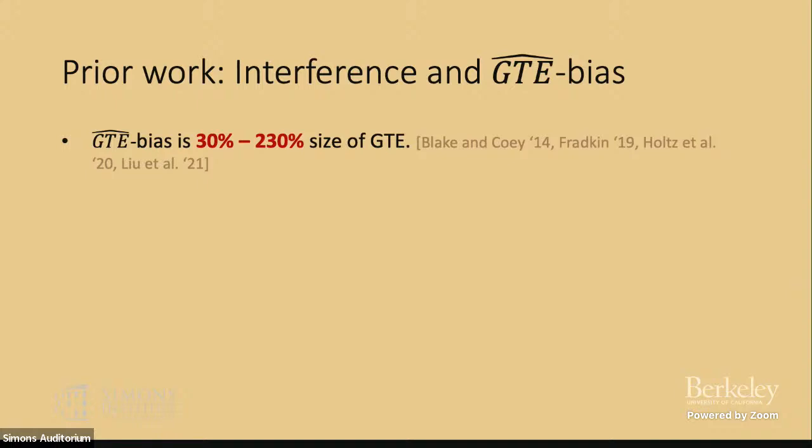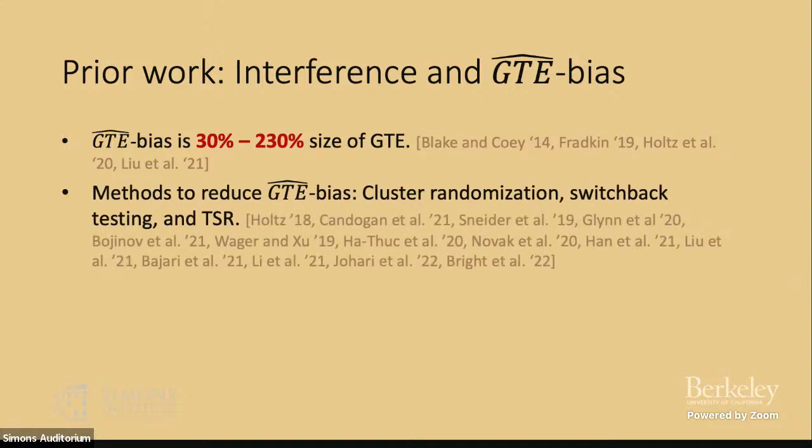And this is something that has come to the attention of not only academics, but also industry practitioners. A lot of these papers are done in collaboration with practitioners. These platforms have started to realize that, yes, interference is an issue, this bias is an issue. And so they've started to adopt some methods to help reduce this treatment effect bias. The most common ones are cluster randomization and switchback testing. In our earlier work, we've introduced two-sided randomization as well. And generally, there are a couple of other topics that leverage the structure of the marketplace better to help reduce the bias.